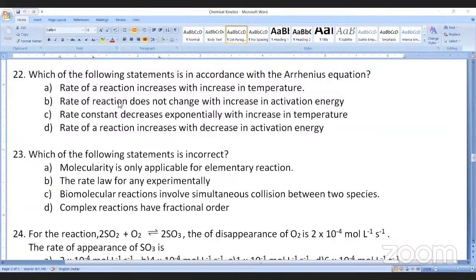Which is incorrect, they asked. Which is incorrect?